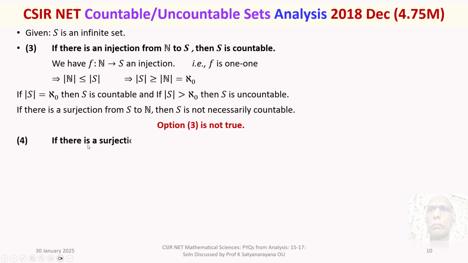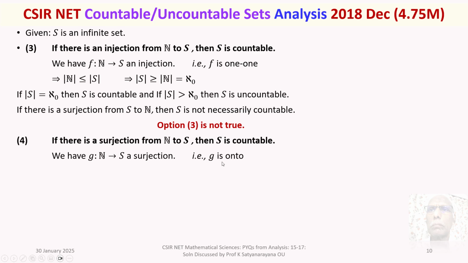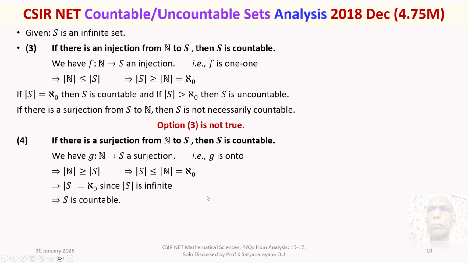Option 4. If there is a surjection from N to S, then S is countable. We have g from N to S, a surjection, g is onto. Therefore, the cardinality of N is greater than or equal to cardinality of S. That means, reverse this, cardinality of S is less than or equal to cardinality of N, that is ℵ0. This means cardinality of S must be equal to ℵ0 because S is infinite. That means S is a countable set. Therefore, option 4 is true.